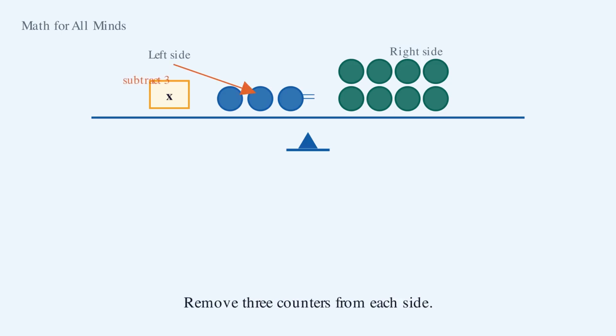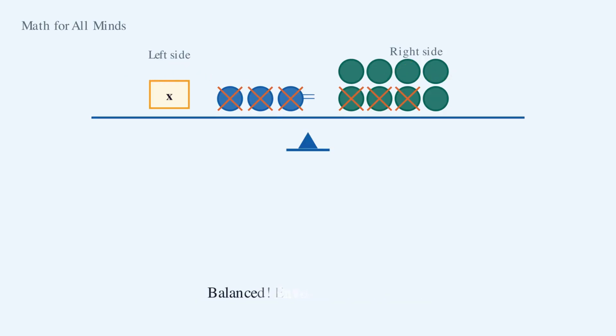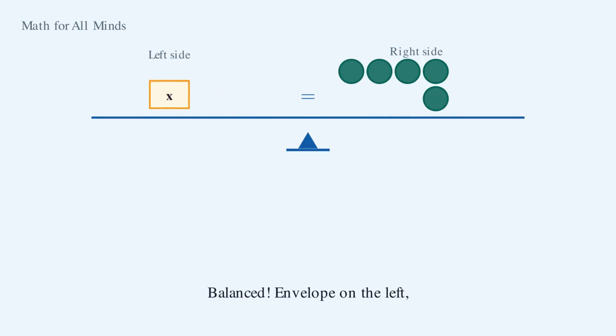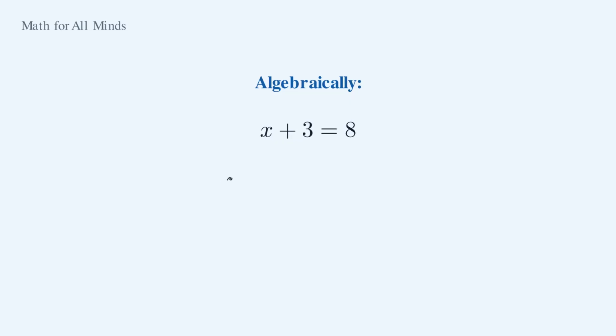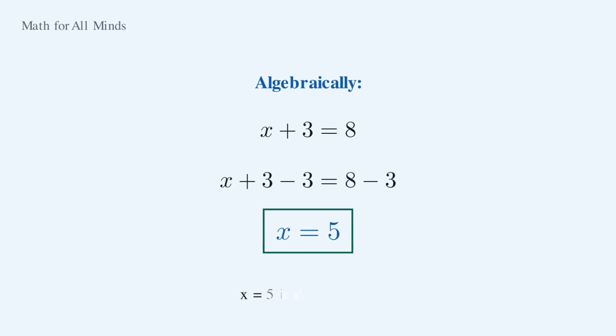To find out, we remove 3 counters from each side. That keeps things balanced. What's left? The envelope on the left and 5 counters on the right. So the envelope must contain 5. Algebraically, x plus 3 minus 3 equals 8 minus 3, which gives us x equals 5.